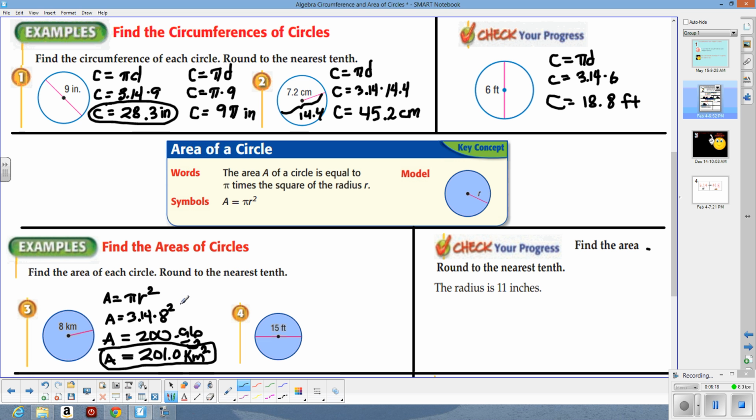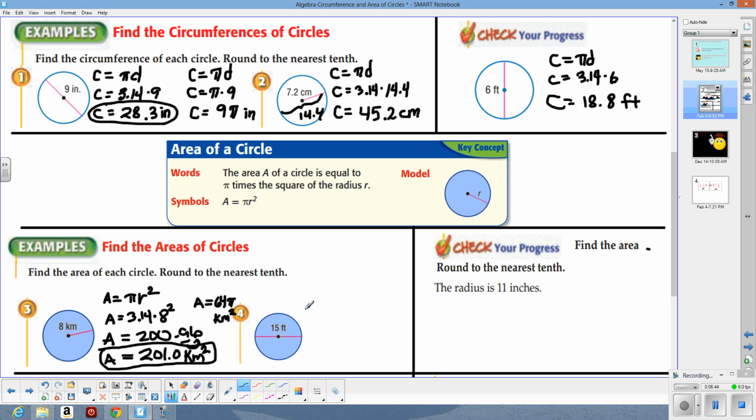Now, if we wanted to write this one as the exact answer, the area would be equal to pi times the radius squared. And the radius squared is going to be 8 squared, which is 64. And 64 times pi, it's just 64 pi. So the exact answer, if you were ever asked for that, is 64 pi kilometers squared.